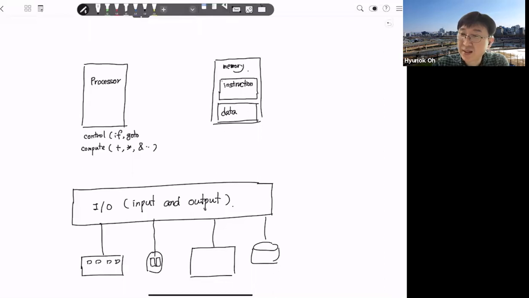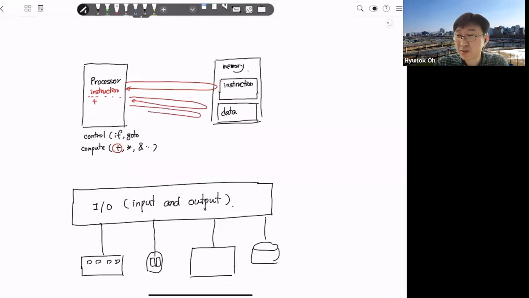So memory contains the instruction, and also data. What the processor is doing is reading an instruction from the memory. Instruction means, for instance, add, addition. After reading one instruction, add, the processor analyzes this instruction, reads data from the memory also, and then computes this instruction, which is addition, and there is a result, right? This result is written to the memory again. So that's how the computer system is working.